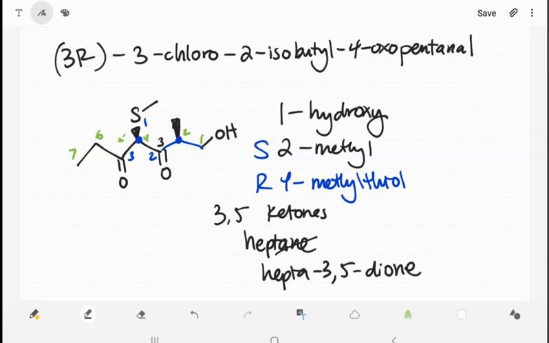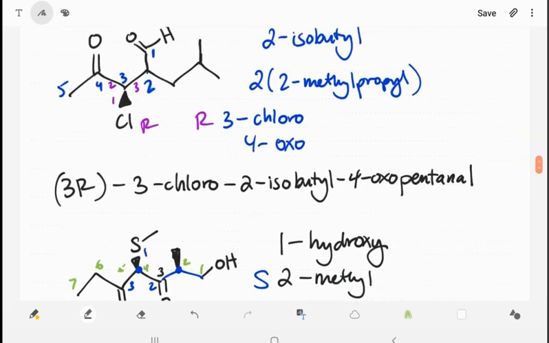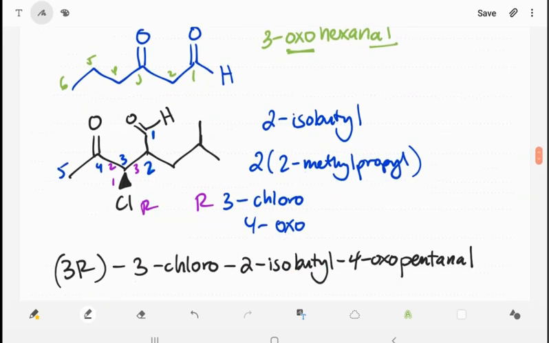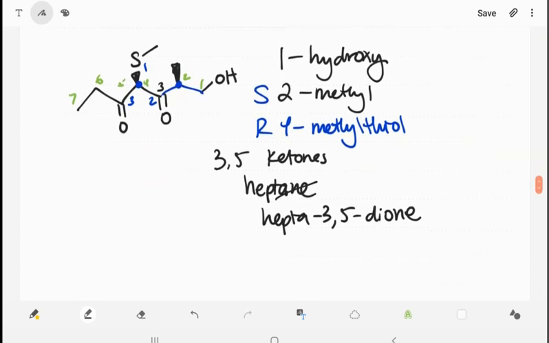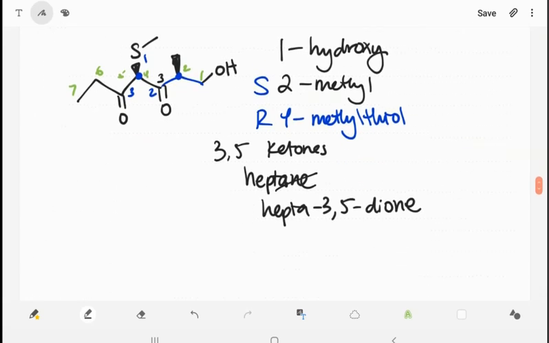Aldehydes, remember, are always carbon 1 if they're the parent. So we don't have to worry about putting numbers there because it's assumed. Hexanal or pentanal has the aldehyde as carbon number 1. We don't have to put a 1 in anywhere for that. But because diones or ketones can never be on carbon 1, obviously because they have 2 carbons on either side, they can't ever be carbon 1. We're going to need to put the numbers for the ketones.